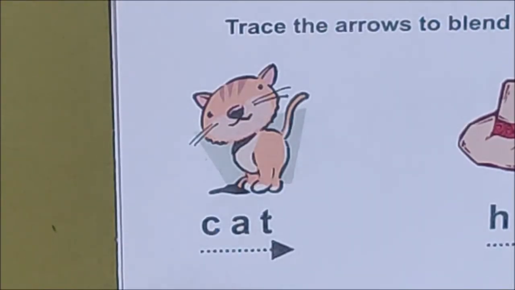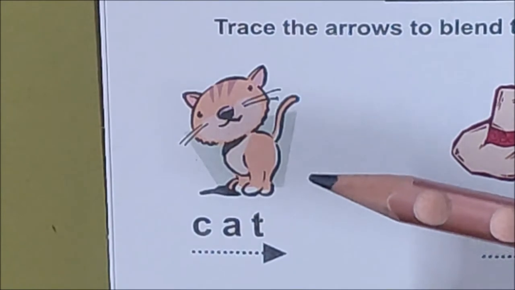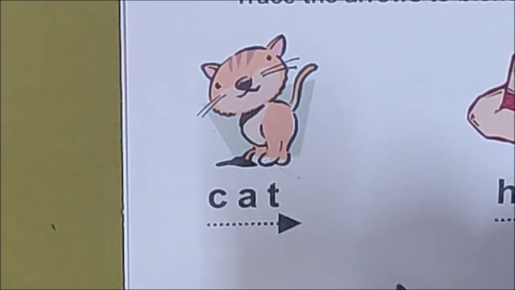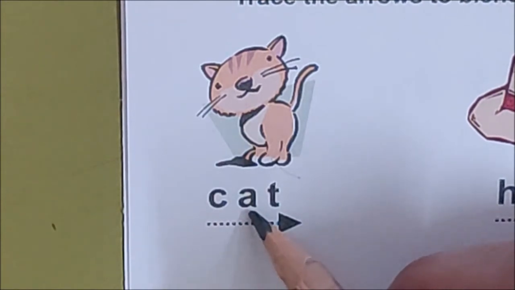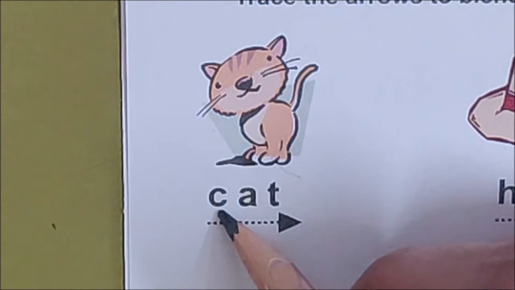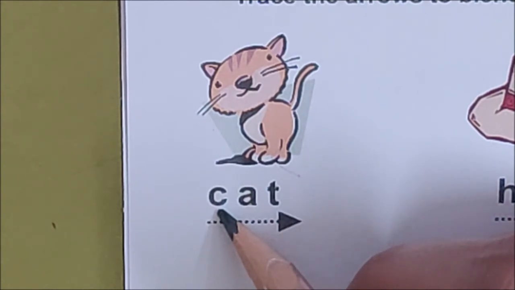So children, you have to read this word. Take your pencil and be ready to read. So children, what is this picture? Correct, this is cat. Now tell me children, what is the first sound? Is this the first sound? No. Is this the first sound? No. Is this the first sound? Yes. So you have to keep your pencil below this letter. And children, tell me, what is the first sound? Correct. K is the first sound. Say children, K is the first sound.